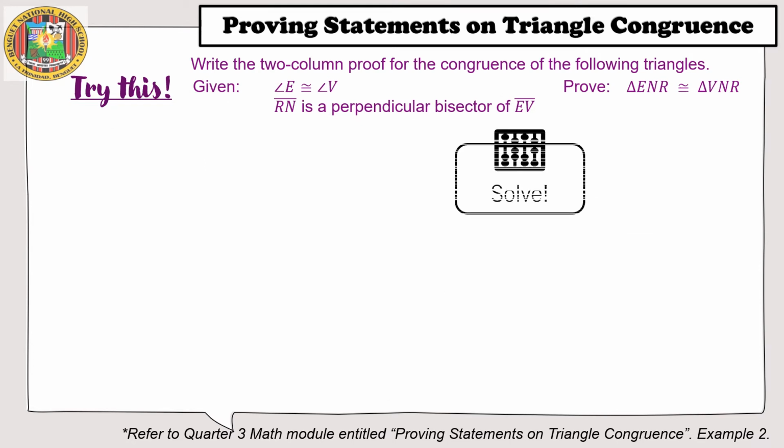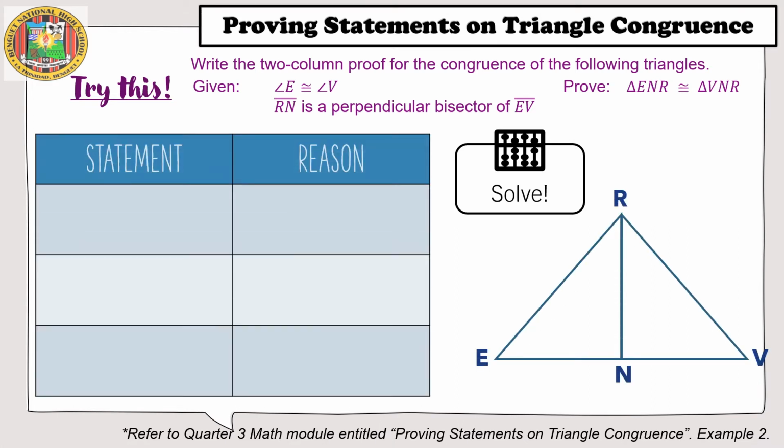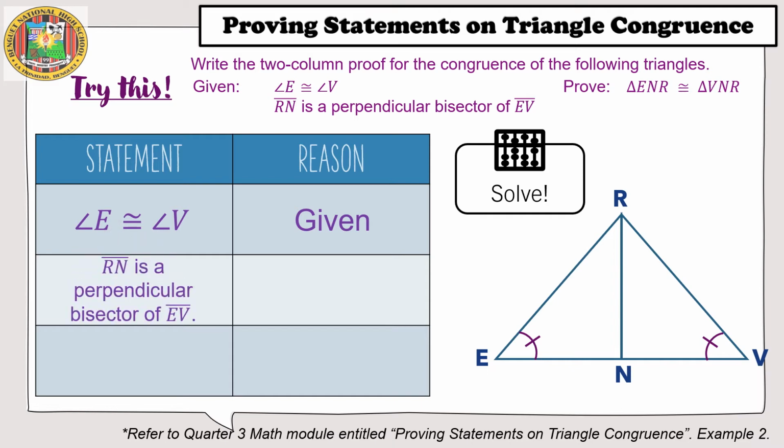Let us solve. We begin our two-column proof by writing the given in the problem, starting with angle E is congruent to angle V, with the reason being that it is given. We mark the angles on the figures. Next, we write as the second statement the next given, segment RN is a perpendicular bisector of segment EV, with our reason being that it is given. From this statement, we are going to write our next statements.